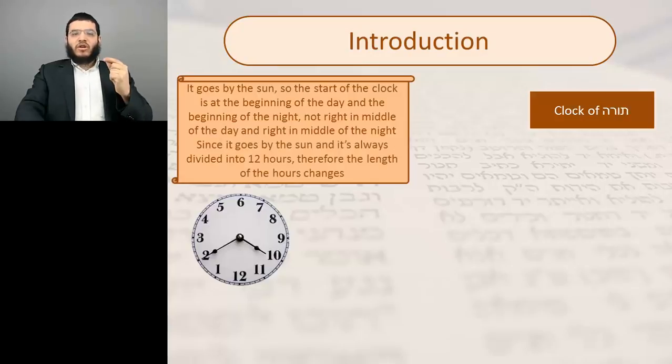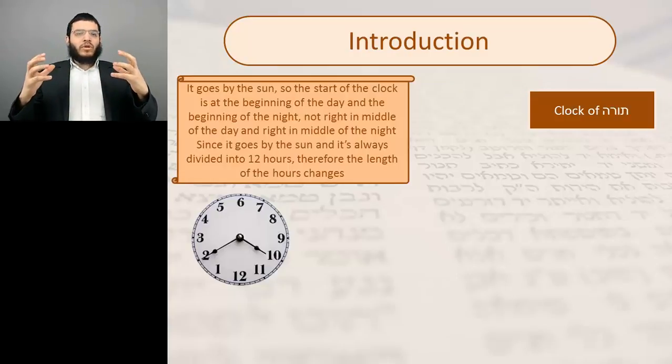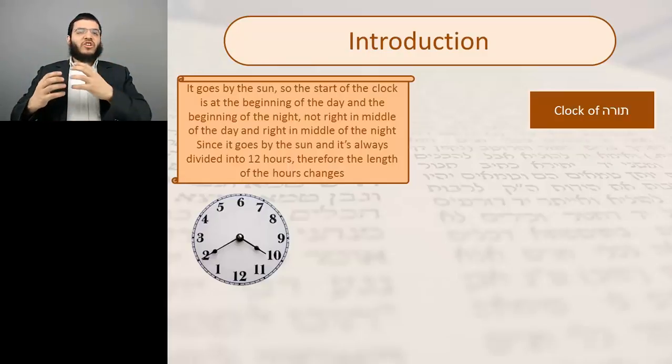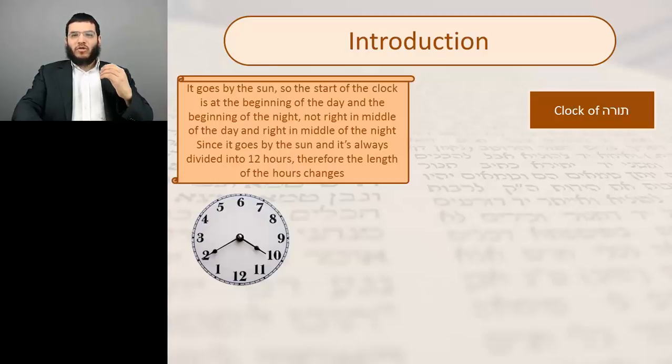And that is that since it goes by the sun, and the clock of Torah, we said, is based on the daytime and the nighttime, it's always divided into 12 hours. Therefore, the length of the hours changes. The day is not always exactly the same size as the night, where then it'll work out perfectly that there'll be 12 hours of 60 minutes. Rather, sometimes the day is long and the night is short, and sometimes the day is short and the night is long. And therefore, since we will still divide the day into 12 hours and the night into 12 hours, no matter what, sometimes the hours will consist of more than 60 minutes, and sometimes they'll consist of less than 60 minutes. So this is the first point.